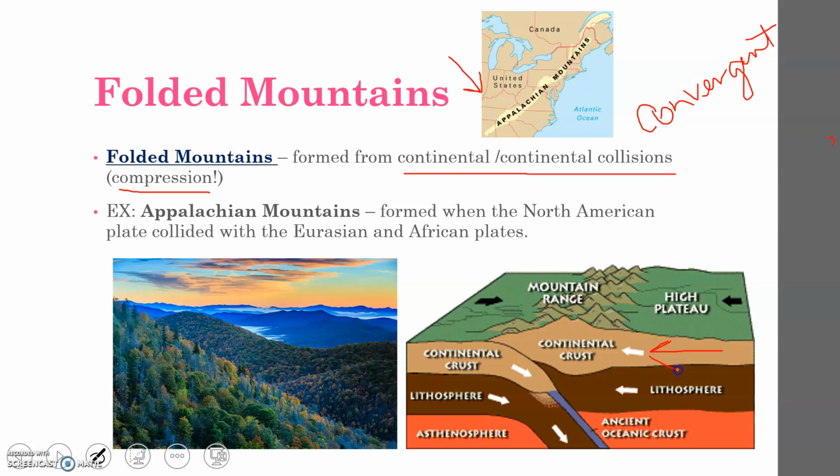So we have our two plates coming together. We know when mountains are formed, they come together and they push up because that's the only thing two continental plates can do. The result is the mountain range that's created here. This is the Appalachian Mountains.